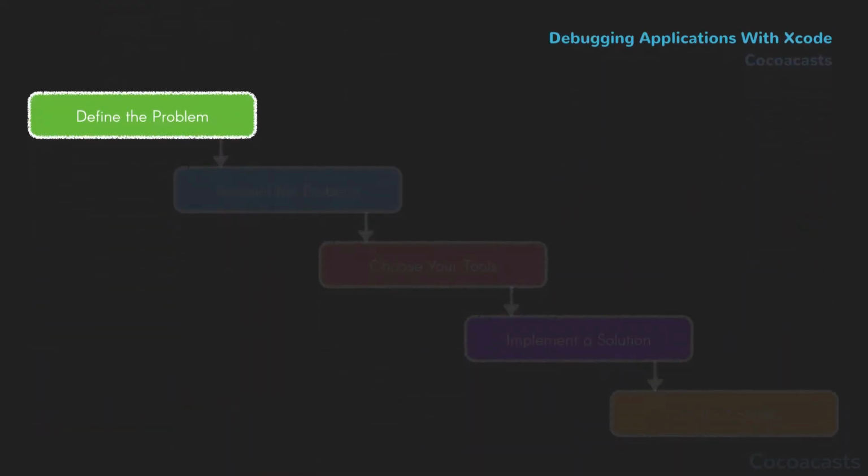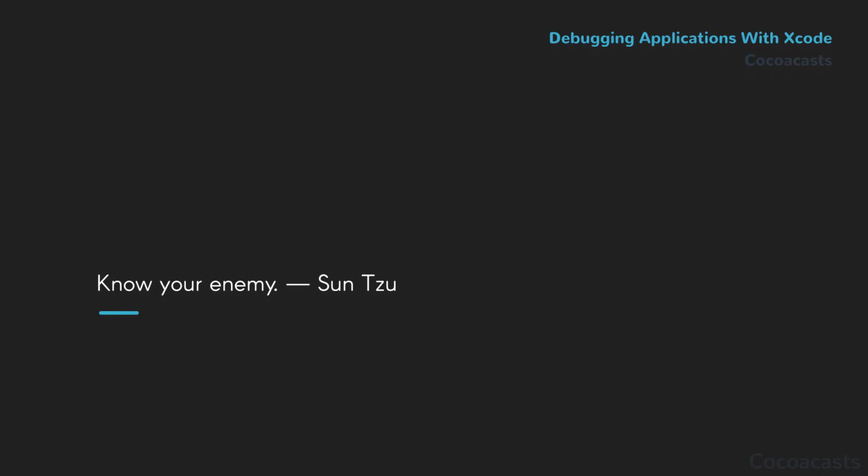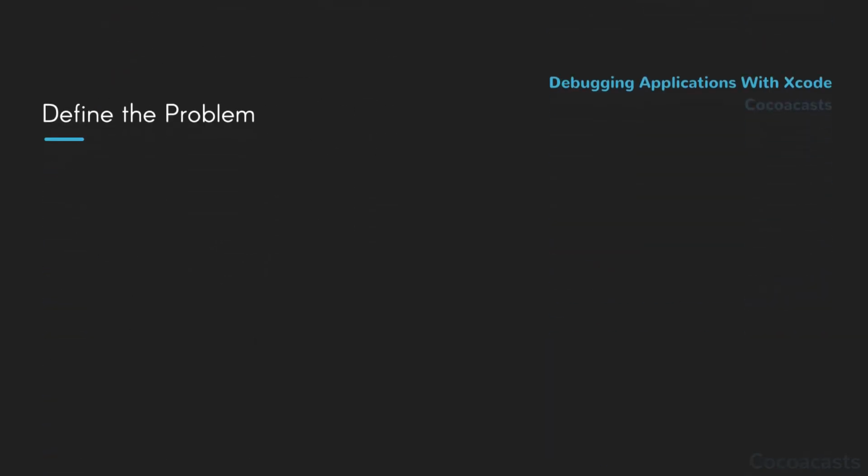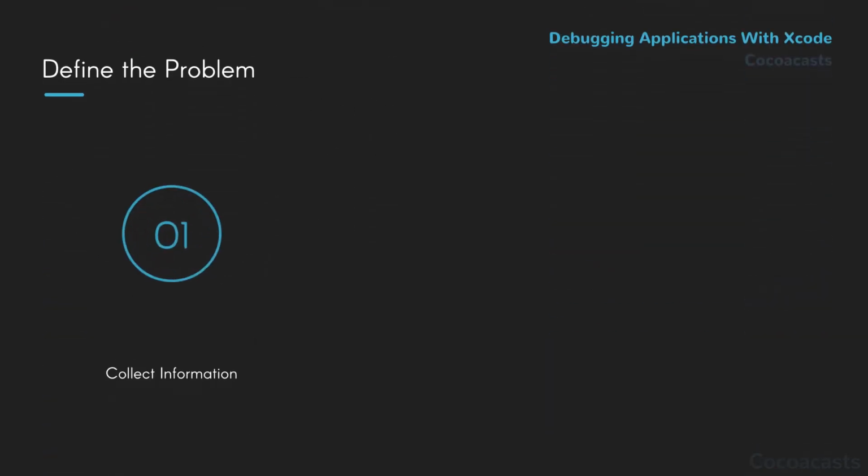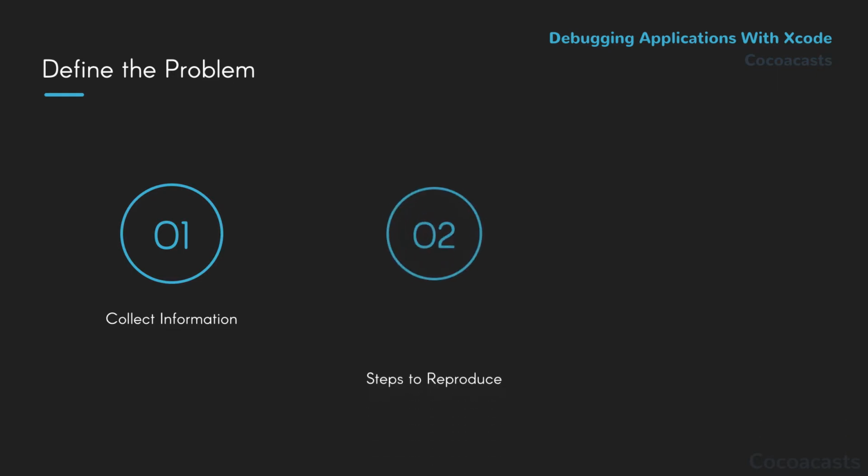The framework I use time and time again is simple and straightforward. Whenever I run into a bug or a report hits my inbox, I start by defining the problem. That should always be the first step. Or to quote Sun Tzu, know your enemy. You need to collect as much information as possible, such as device information, operating system, application build, and, most importantly, steps to reproduce. If you're not able to reproduce the issue, then everything that follows becomes more difficult.